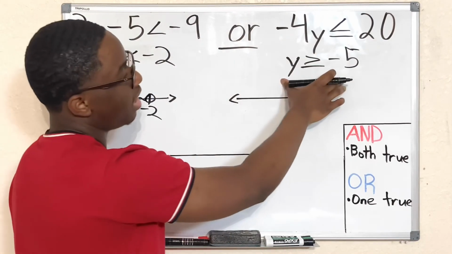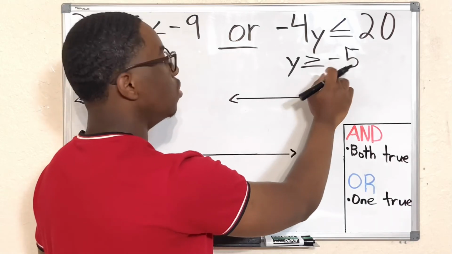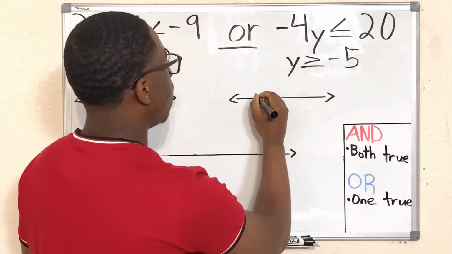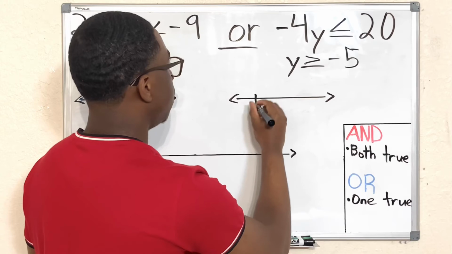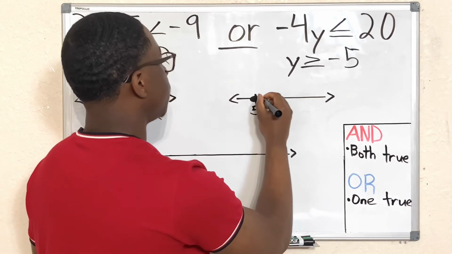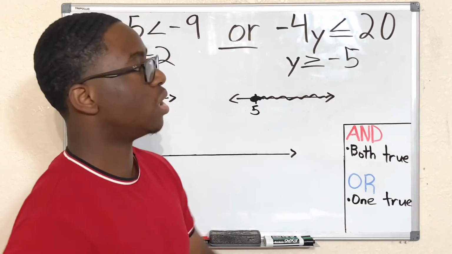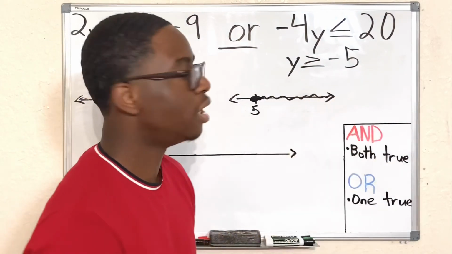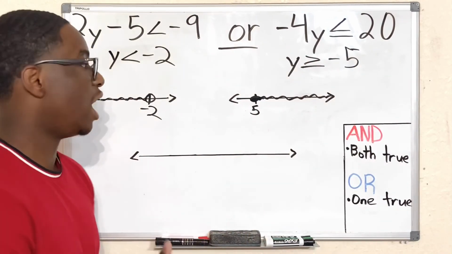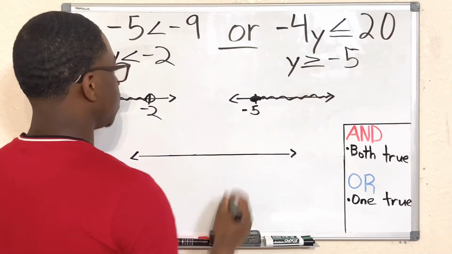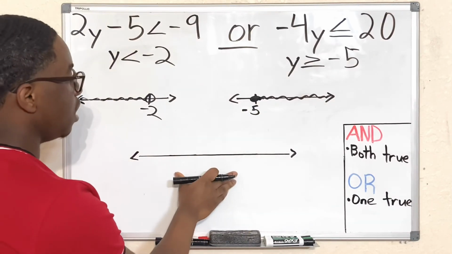Now on this side, we have y is greater than or equal to -5. So therefore, our circle is going to be closed. It's going to be bubbled in, and then everything to the right of it, which means greater than, is going to satisfy this inequality. Now it's time to combine both of these, all right?